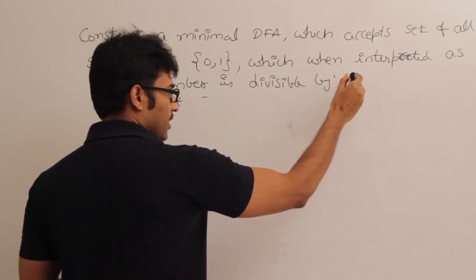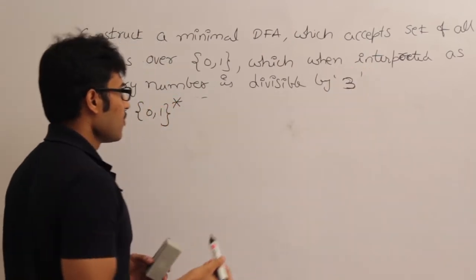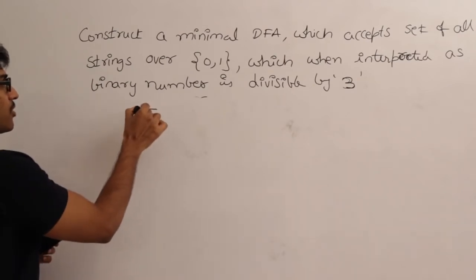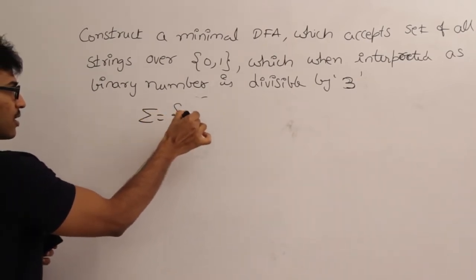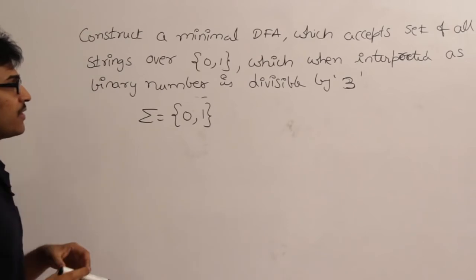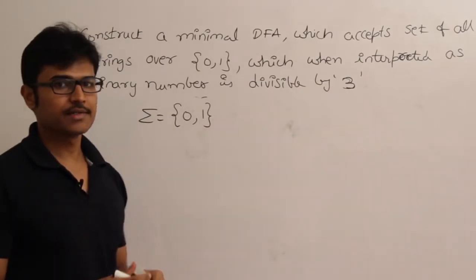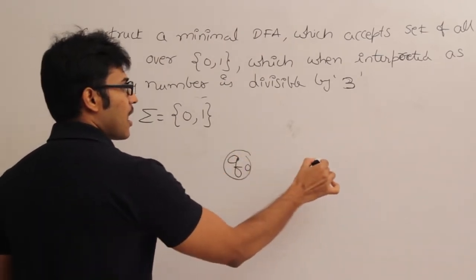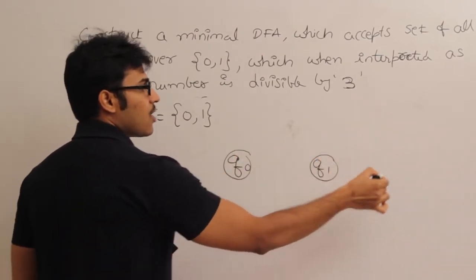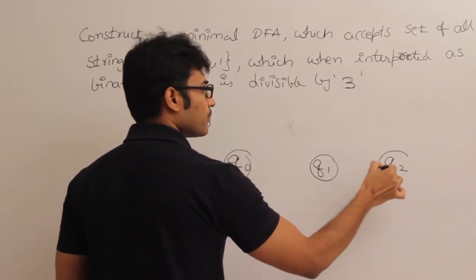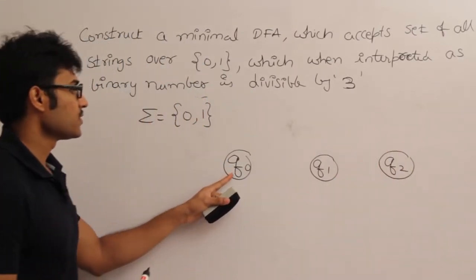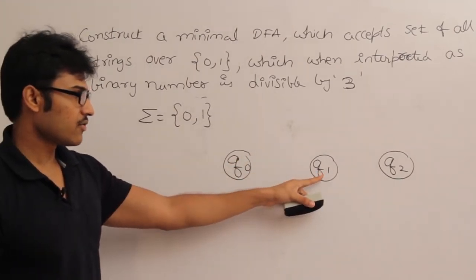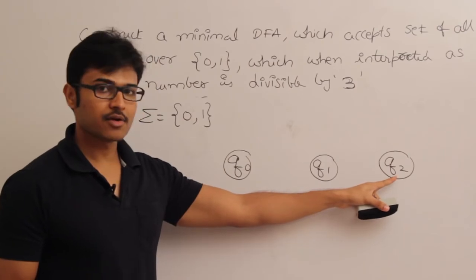Again, whenever I divide any number by 3, what are the possible remainders? We are talking about binary numbers, so the input alphabet is 0, 1. Whenever I divide any number by 3, I can get a remainder of 0, or a remainder of 1, or a remainder of 2. Q0 represents the set of all strings which generate a remainder of 0, Q1 the set of all strings which generate a remainder of 1, and Q2 the set of all strings which generate a remainder of 2.